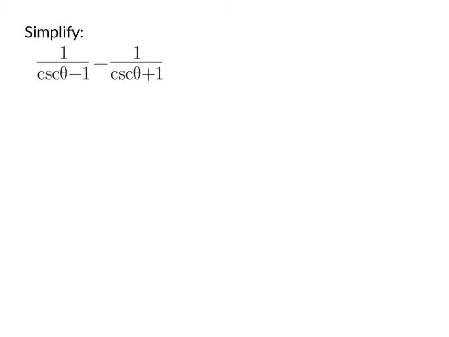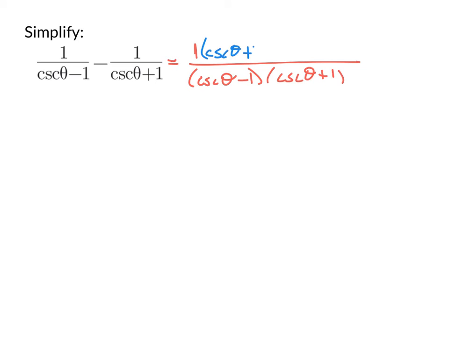Alright, I got one more. 1 over cosecant minus 1, minus 1 over cosecant plus 1. We're subtracting two fractions, so we're going to need a common denominator. My common denominator is going to have cosecant minus 1 as one factor, and the other denominator, cosecant plus 1, as the other factor. Going back to the numerators, the one that's in the first fraction has to get multiplied by the denominator of the second fraction, cosecant plus 1, and the one that's in the second fraction has to get multiplied by the denominator of the first fraction, cosecant minus 1.